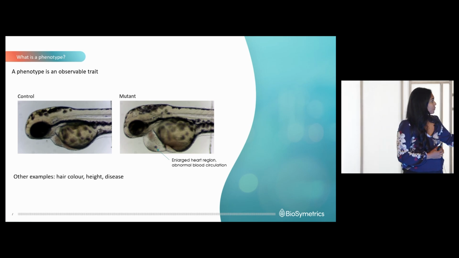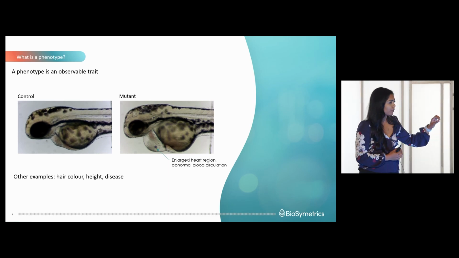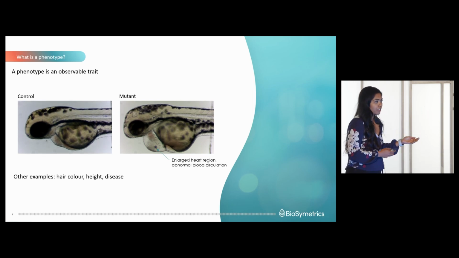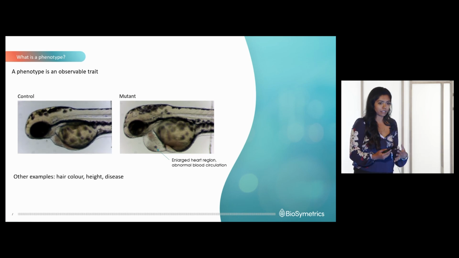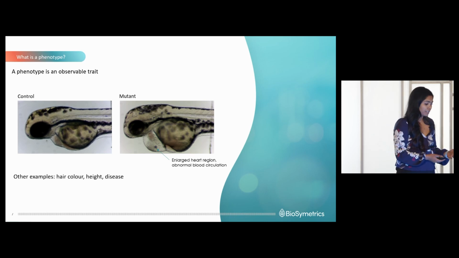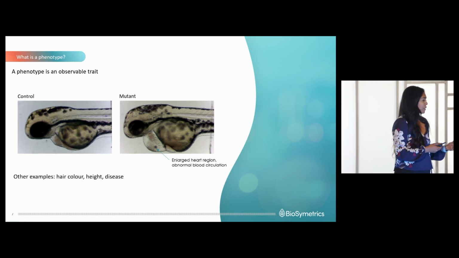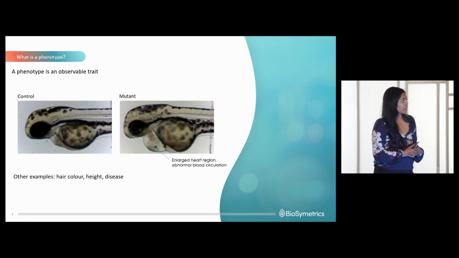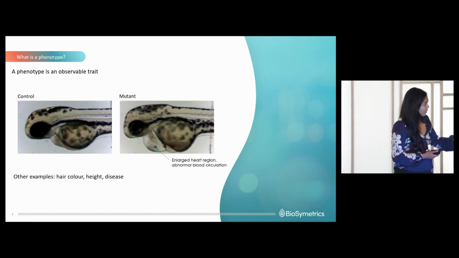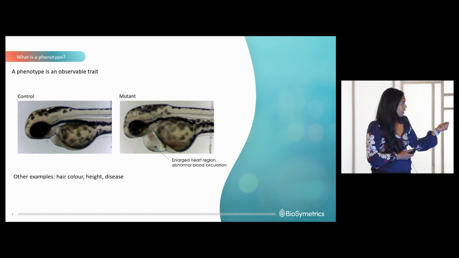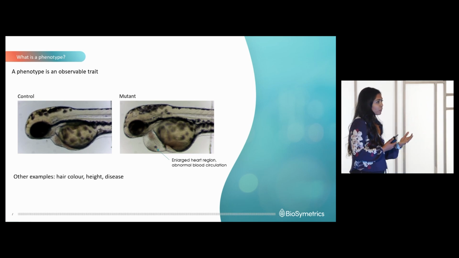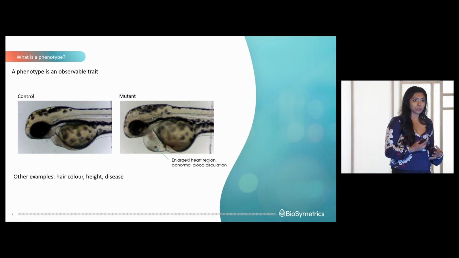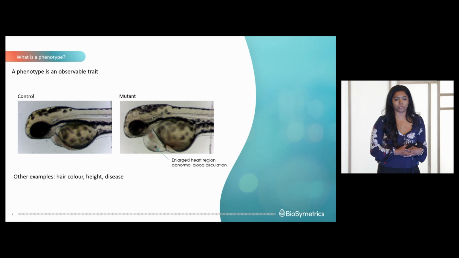So in those two videos there, you can see a control zebrafish as well as a mutant. A control zebrafish is basically a healthy living zebrafish with no physical observable traits of any abnormalities. A mutant zebrafish is what you see also there. There's an enlarged heart region and abnormal blood circulation. And this is basically done using that tool I spoke about earlier, which was the CRISPR tool.